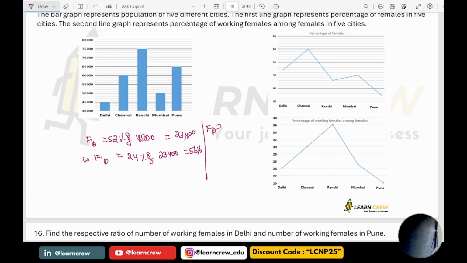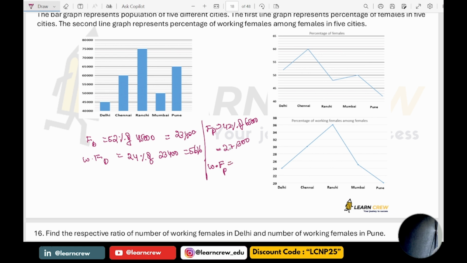In Pune, total females are 65,000. Out of that, 42% are Pune. So 42% of 65,000, which is how much? 27,300. And working females in Pune.